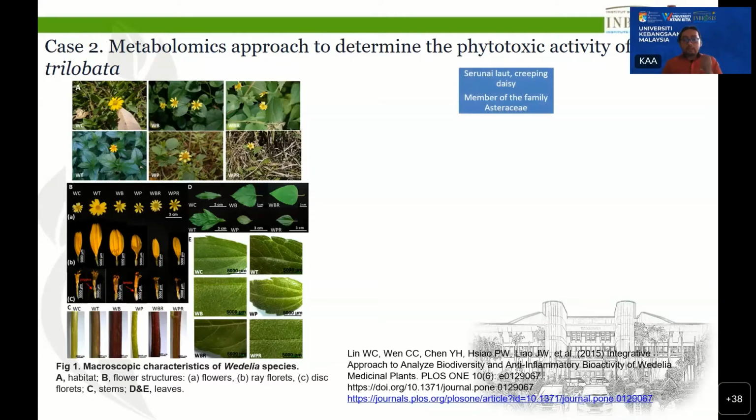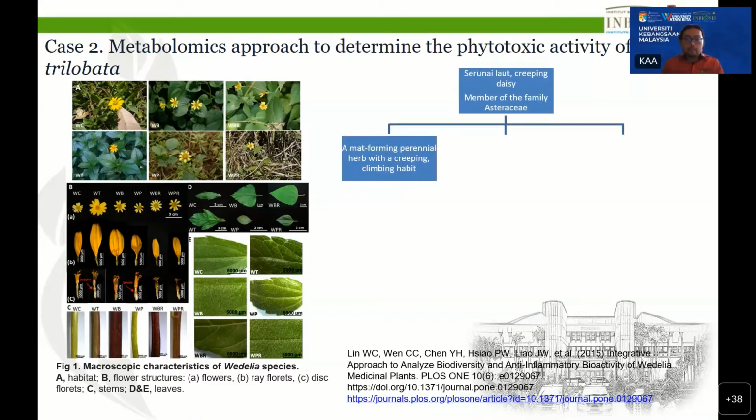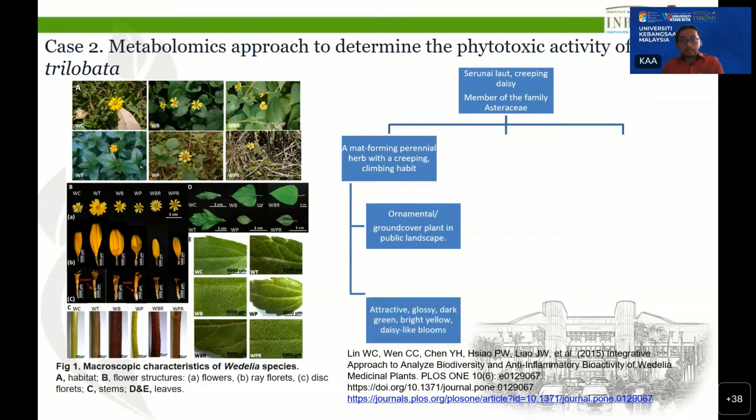Wedelia trilobata is also locally known as Serunai or creeping daisy. It's a member of the family Asteraceae. It's a mat-forming perennial herb with a creeping, climbing habit. This plant is widely cultivated as an ornamental or ground cover plant in public landscapes such as public parks. It is attractive, glossy, with dark green leaves and bright yellow, daisy-like flowers.